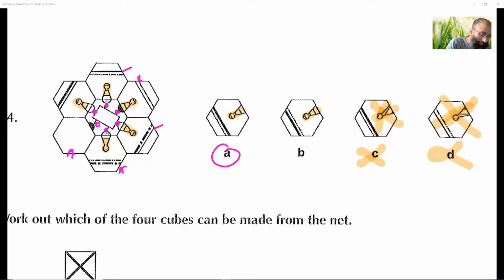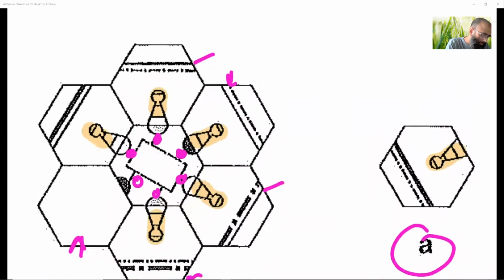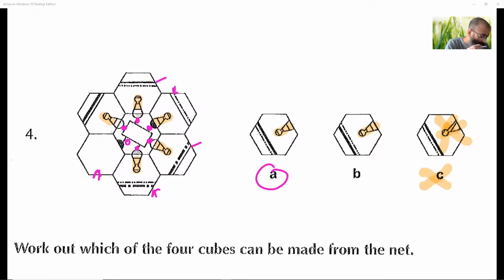What's happening on the outside? It has to be a number 4. It should be a solid, shouldn't it? Well, unless these are actually not solid. So it's the dotted ones. It's supposed to be like that for number 4.